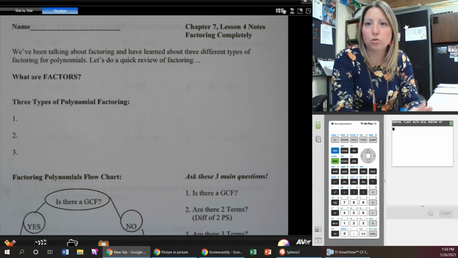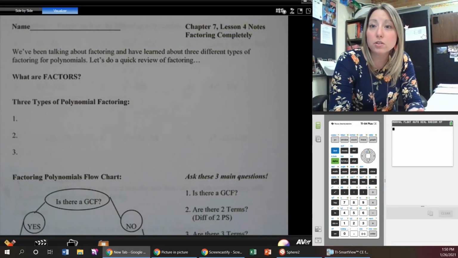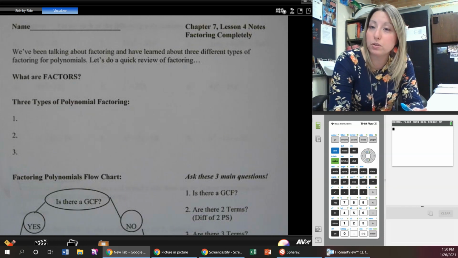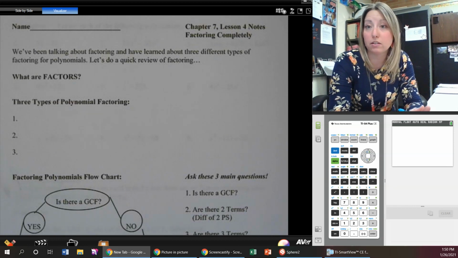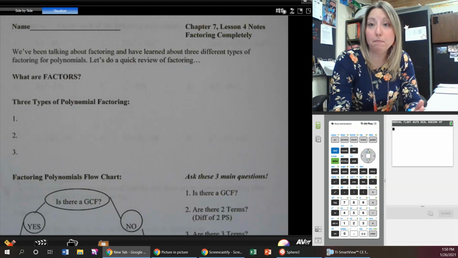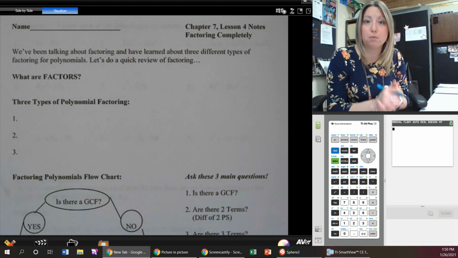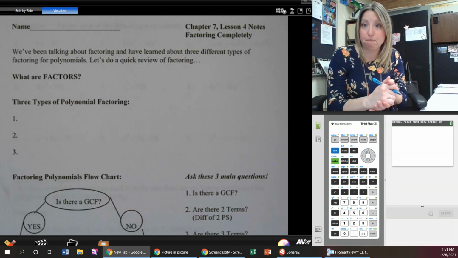Algebra. Welcome to your Chapter 7 Lesson 4 notes, all about factoring completely. We are actually going to have notes on factoring completely twice, but this is the beginning, right after we have done three main types of polynomial factoring, and I'm going to list those momentarily. So this is the first time we're going to be talking about this term, factoring completely.